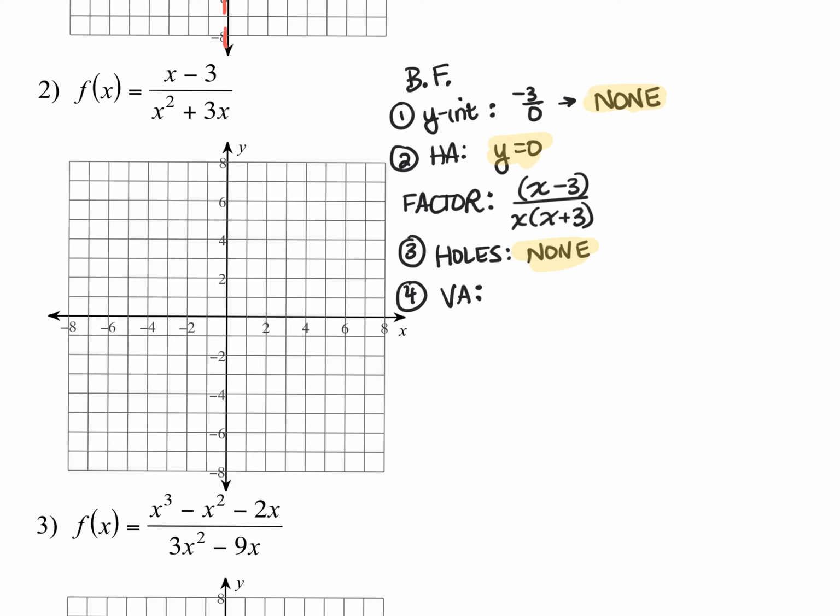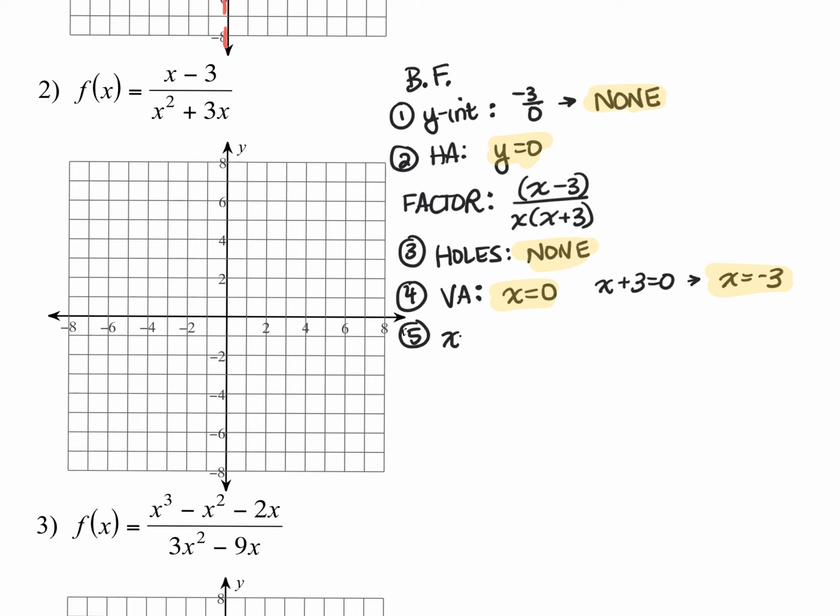Vertical asymptotes come from whatever makes our denominator 0, and there are actually two factors this time, x and x plus 3. So if I set both of those equal to 0, I get x equals 0 and x plus 3 equals 0, which leads to x equals negative 3. So my two vertical asymptotes, we actually have two this time, are x equals 0 and x equals negative 3.